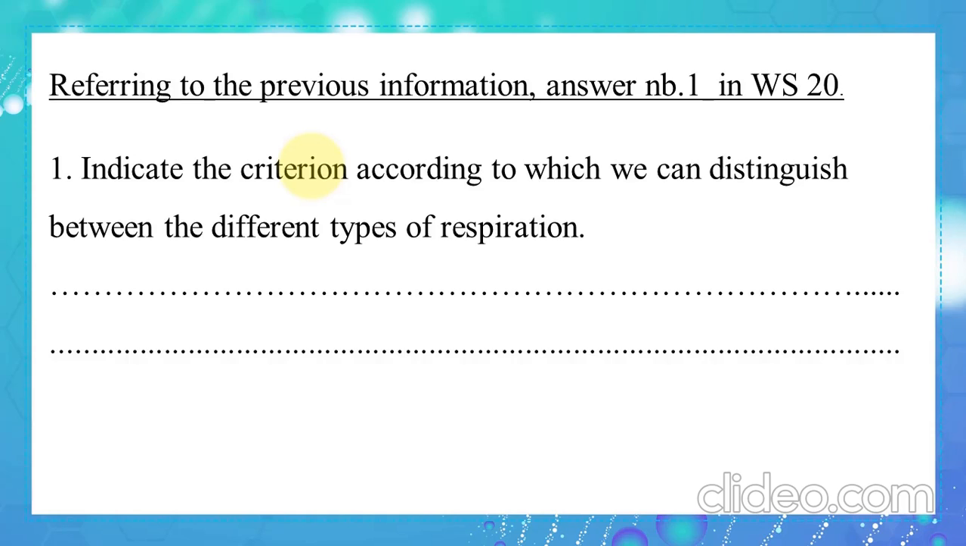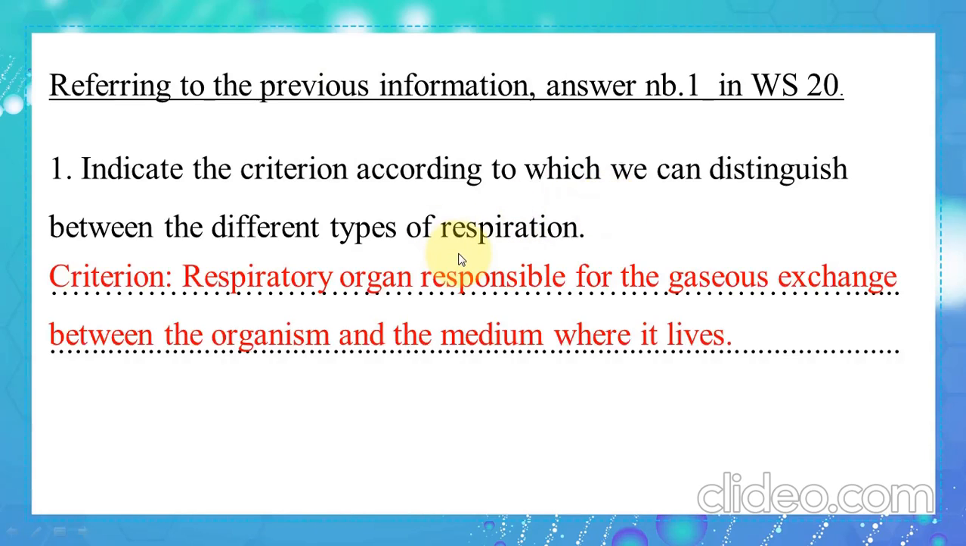So here, what is the criterion that allows us to distinguish between those different types of respiration? It is the respiratory organ. The respiratory organ responsible for the gases exchange between the organism and the medium where it lives. So according to the respiratory organ, we can distinguish between the 4 types of respiration.